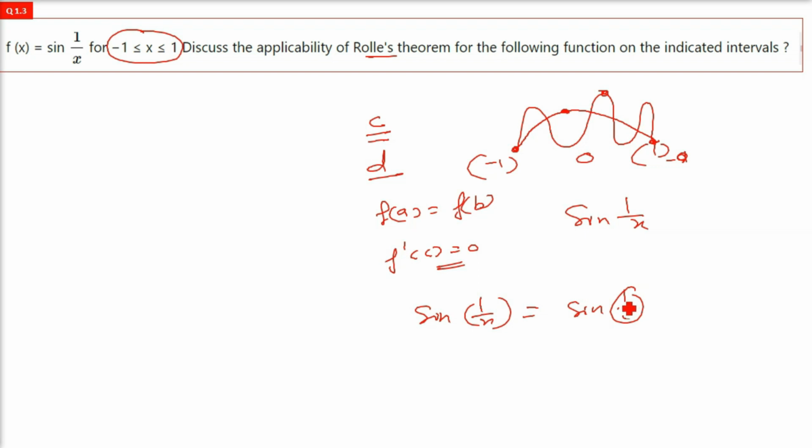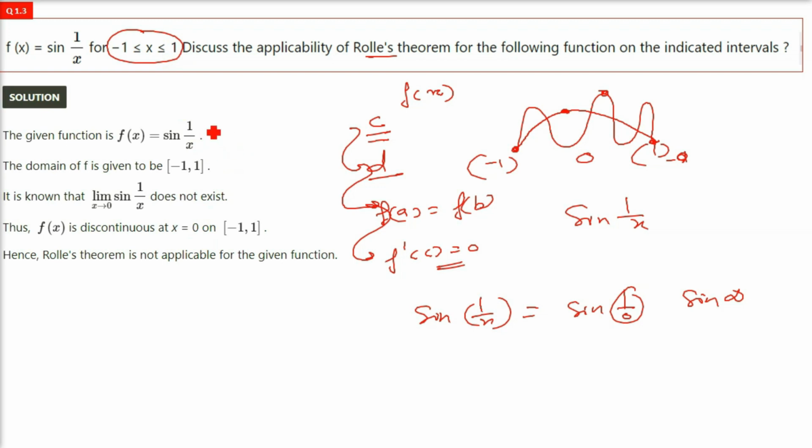When that is undefined, this sine function becomes undefined. There is nothing called sine infinite. Is it? There is nothing called sine infinite. So the function is not even continuous in -1 and 1. I don't know about other domains, but for this particular domain which the question has provided us, I can very well say that in between -1 and 1, this function is not defined. Okay, so Rolle's theorem is not applicable for the given function. This is how you are going to write.